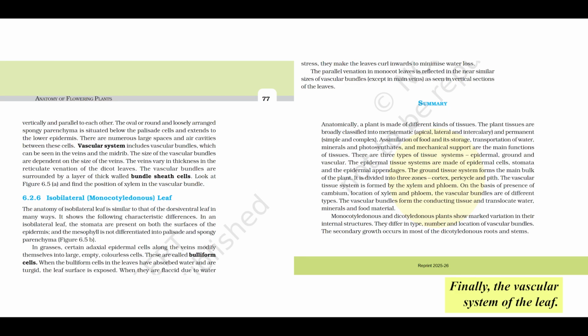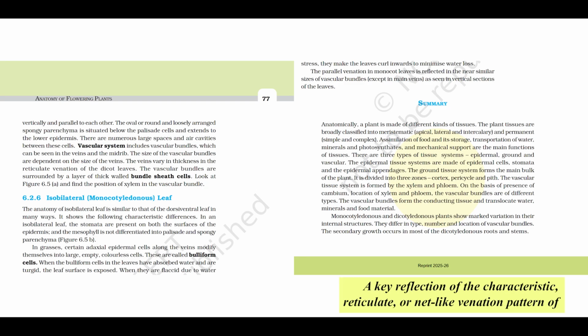Finally, the vascular system of the leaf. This includes the vascular bundles, which are clearly visible to us as the veins and the prominent midrib running down the leaf. The size of these vascular bundles directly relates to the size of the veins they are part of. Larger veins contain larger bundles. Smaller veins have smaller ones.